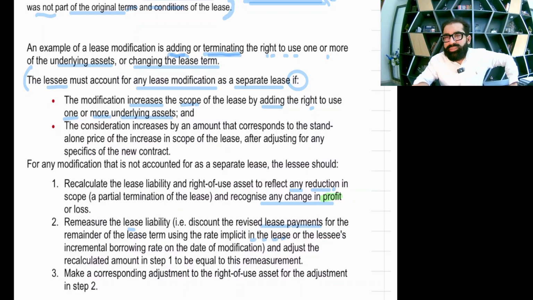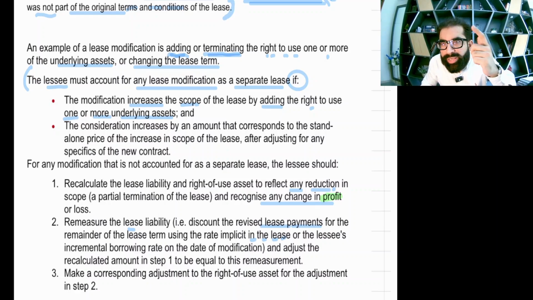Very good. For example, initially I have taken one complete floor on rent. Now after 3 years I am saying I need to add one more floor. So if you add the right of use of one asset, or two or three assets, then this will be treated as a separate lease contract. This is the first condition. Now the second condition, just think: initially I got the first floor on rent, now I am adding the second floor, so the first condition is met.